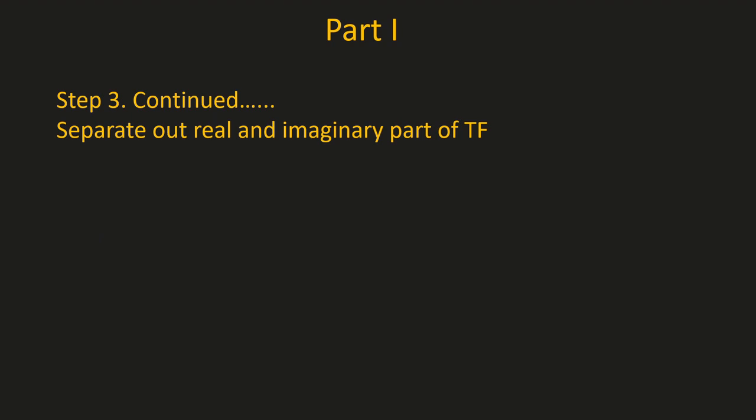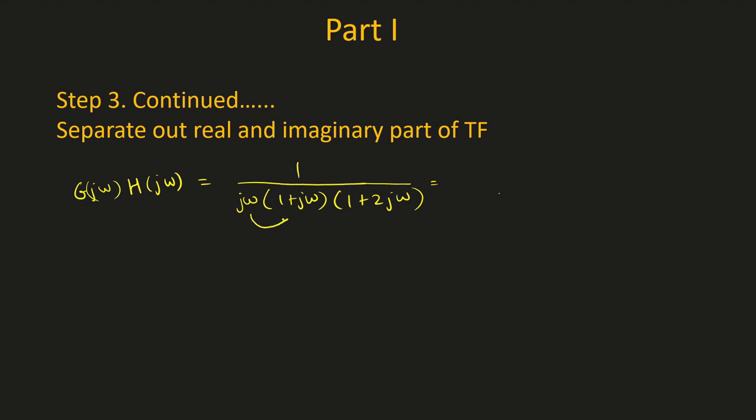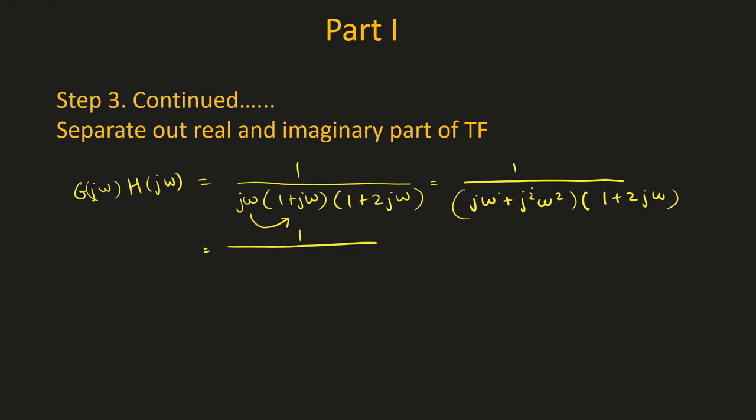For that we need to separate out the real part and imaginary part of this given transfer function G(j omega) H(j omega). So the given transfer function is in this form. Let's solve this equation to separate out the real part and imaginary part. We first multiply j omega inside the bracket. So we'll get j omega plus j square omega square, times another bracket 1 plus 2j omega. Again we know j square is nothing but minus 1, so I can write it as j omega minus omega square, and 1 plus 2j omega.